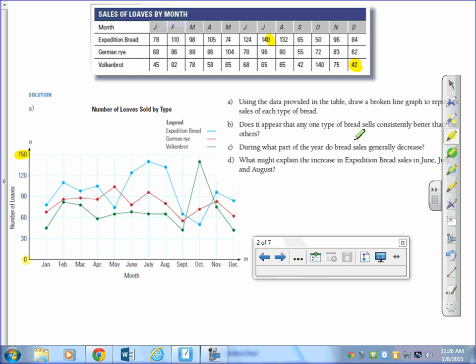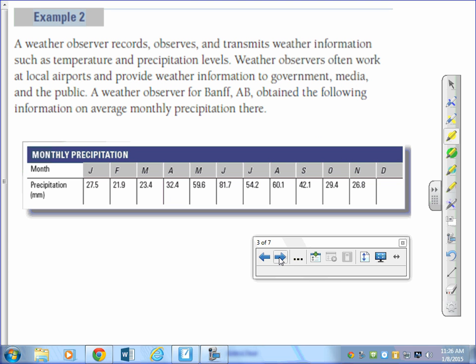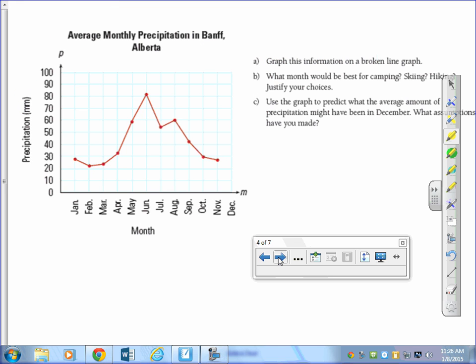And you can see also there's a time of the year where more bread is sold than others. When is that? What month would that be? And why is that? And those are some questions you'd have to look at. Another example would be precipitation. And you can see the numbers here representing the number of millimeters of precipitation received per month in Banff.